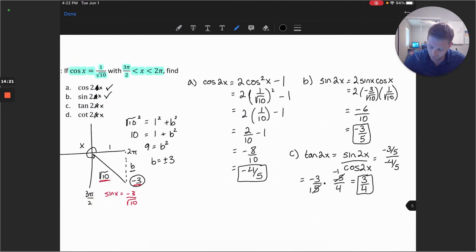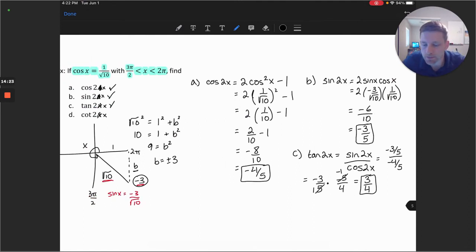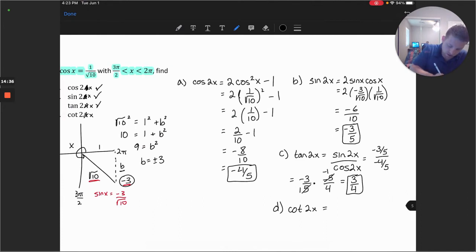And last but not least, we want to find our cotangent there. Part D is cotangent of 2x. And so we know the cotangent in part D, again, is the reciprocal of tangent. And so this will just be 4 over 3, the reciprocal function for tangent. That finishes up that problem with part D.